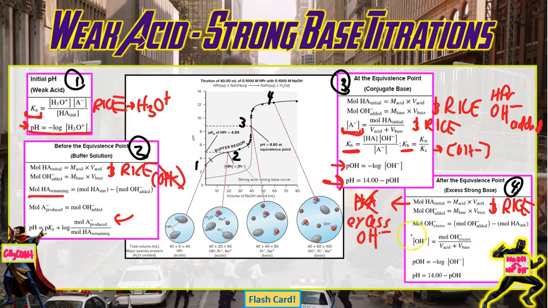So we're going to do our RICE table. We're going to get our OH minus concentration. We're going to take the moles of OH minus in excess and divide it by the total volume. Once you have this concentration, you can get the pOH. Once you have the pOH, then you can get the pH just like we saw before.